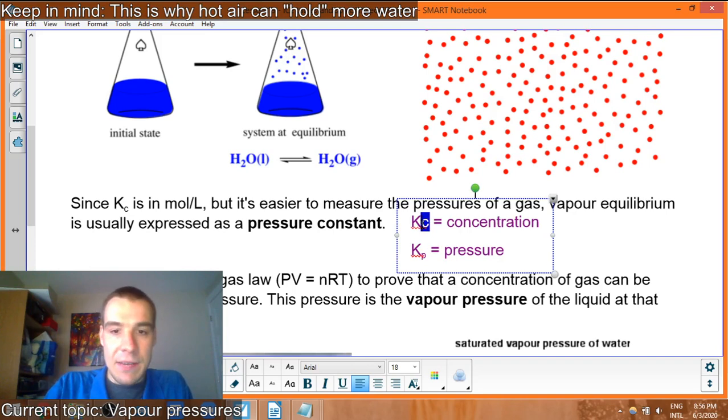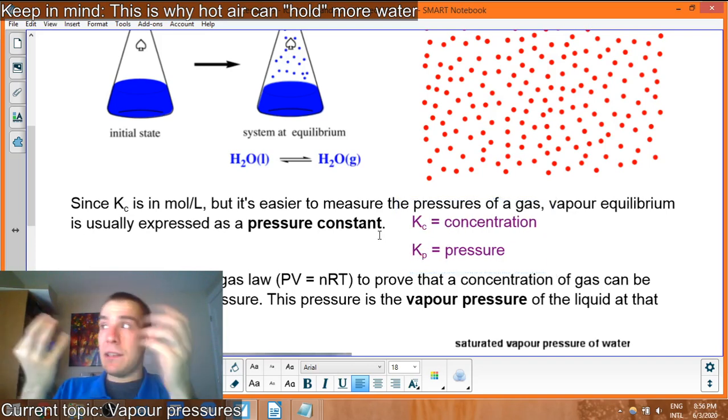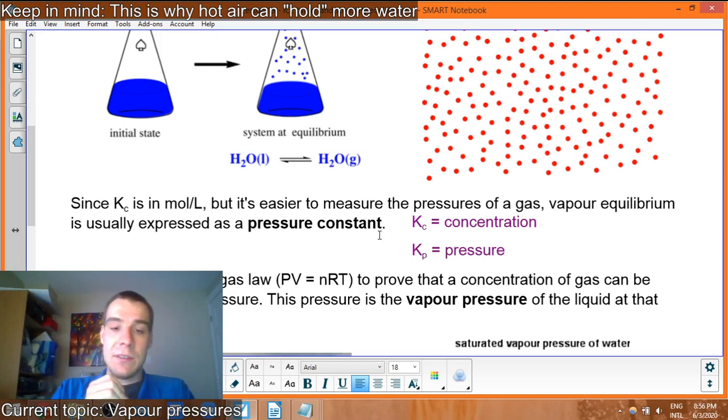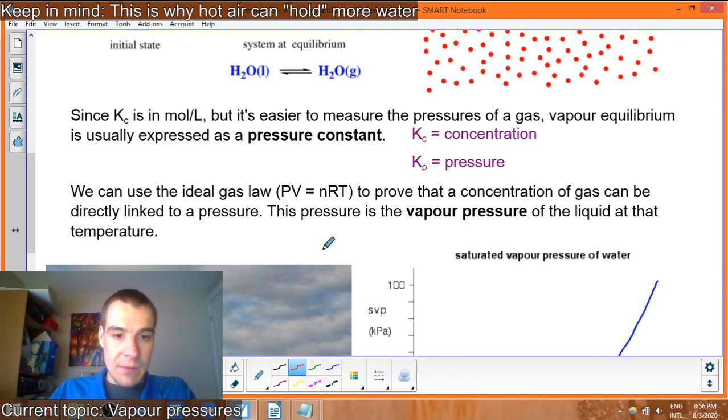So gases have both. Gases have a Kc and a Kp. When you have a gas and an aqueous solution that are doing something, then you'll be using the concentration one. If it's just a pure gas equilibrium like this, pressure is easier to talk about because we can do more things with air pressure. More meaningful to talk about air pressure than it is to talk about concentration. We use the gas law to prove that this works.